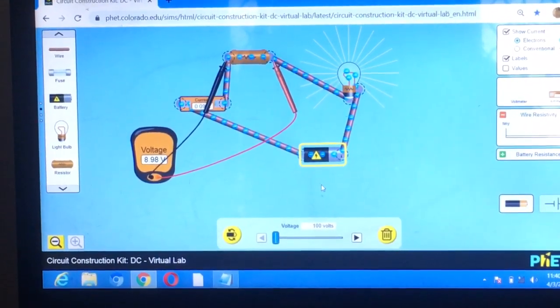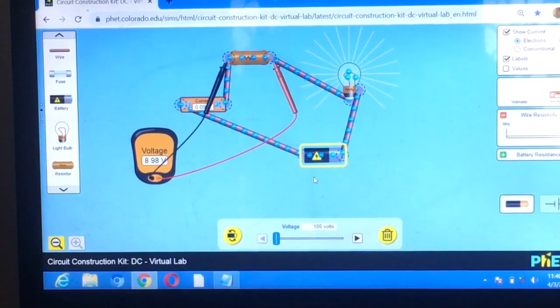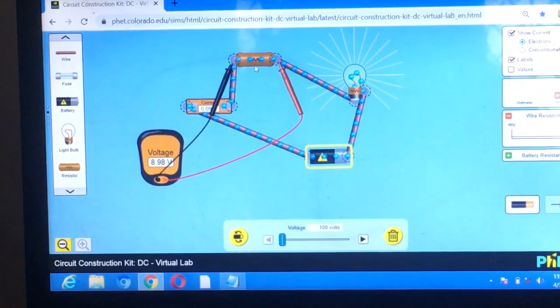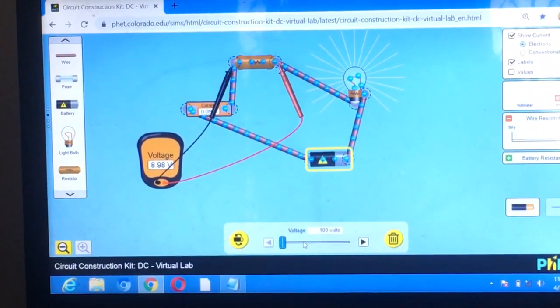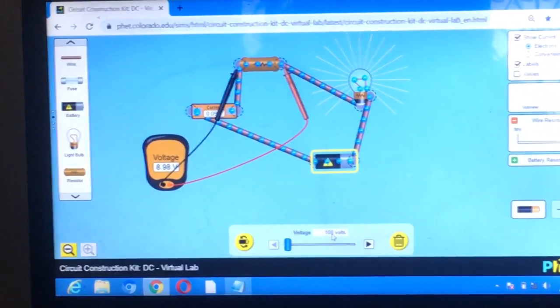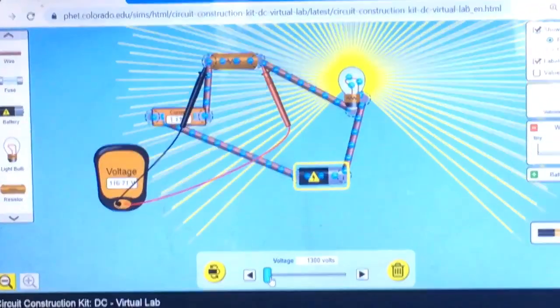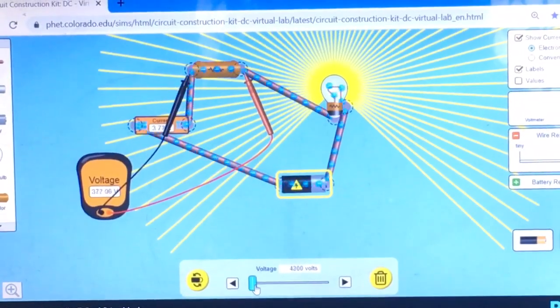Today we'll see Joule's law of heating. So what I did is I have a battery and wires, an ammeter, voltmeter, resistor and a light bulb here. What I'm going to do is the voltage here is 100. I'm going to increase it gradually. You can see the brightness of the light bulb is going to be very high, right?